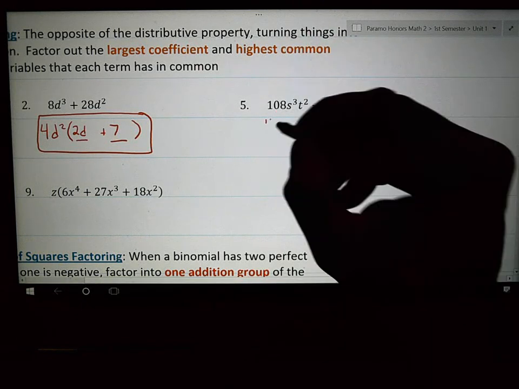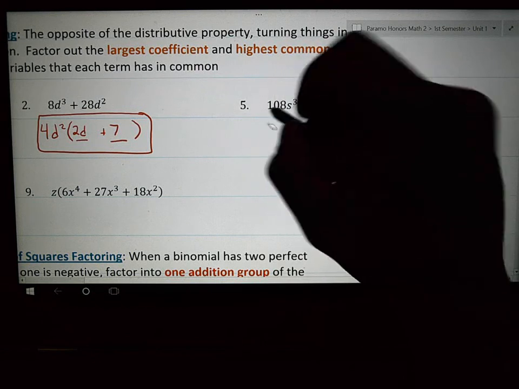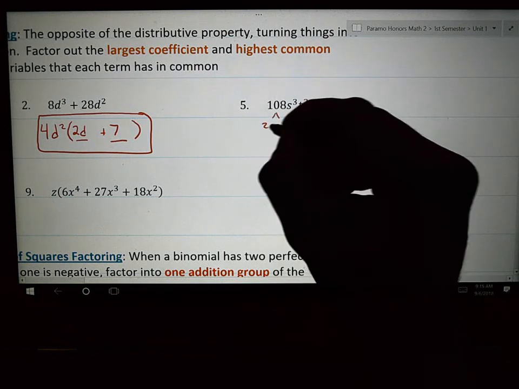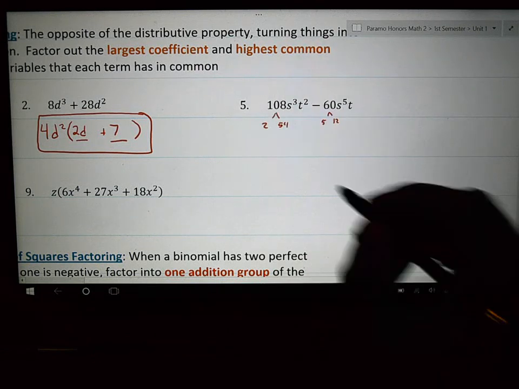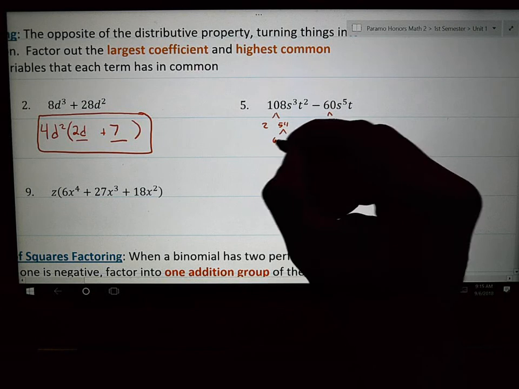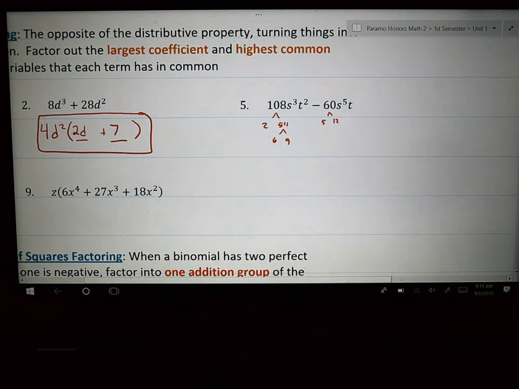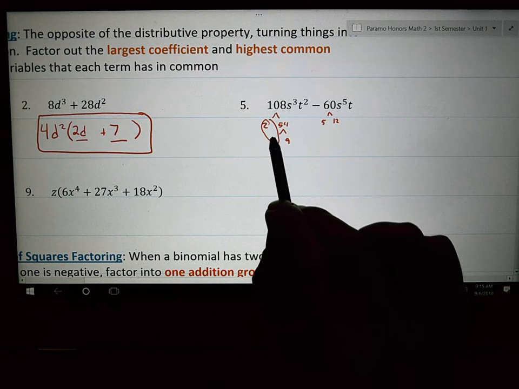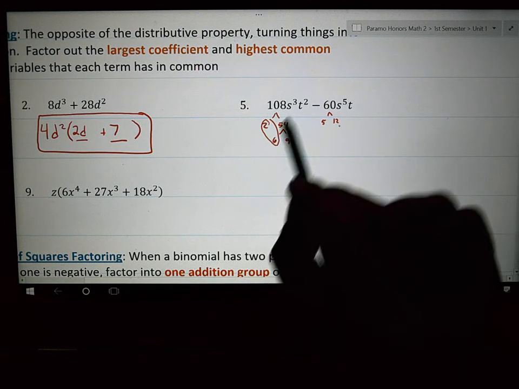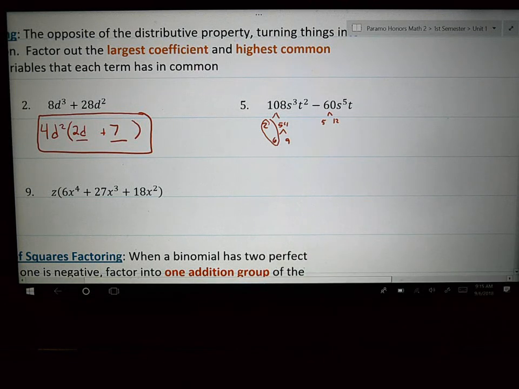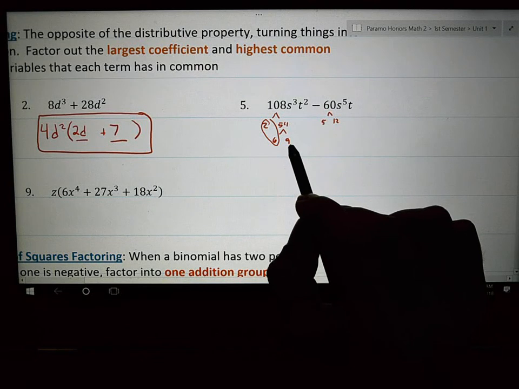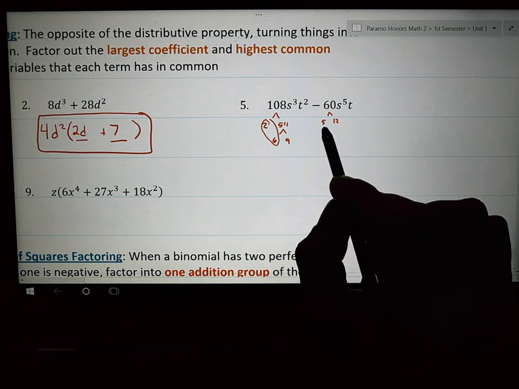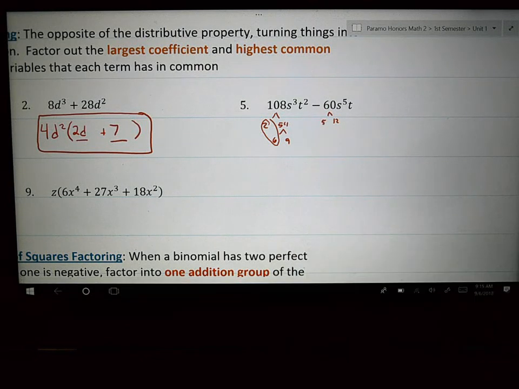If you ever get stuck, you can always turn it into prime numbers. 2, 54, thank you. 6, 9. And what you could see is 2 times 6 is 12, and 12 goes into both of those. This would break down into 3 times 3. This is a 5. They do not have that in common.